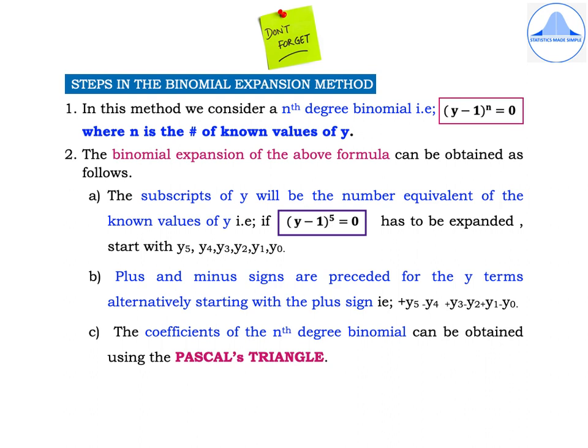So the terms will look like y5 minus y4 plus y3 minus y2 plus y1 minus y0. Next, we have to find out what are the coefficients of the nth degree binomial, and this can be obtained using what is called the Pascal's triangle.